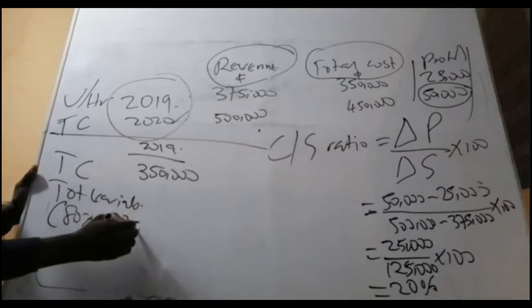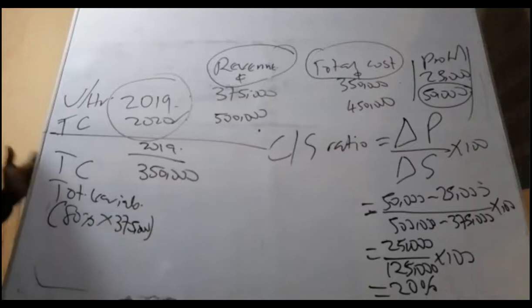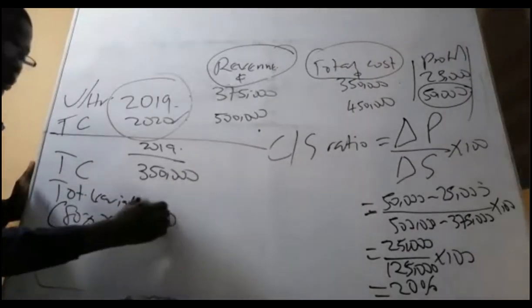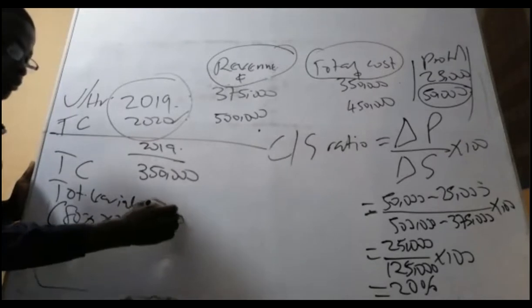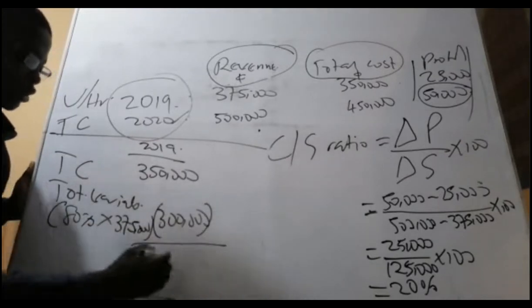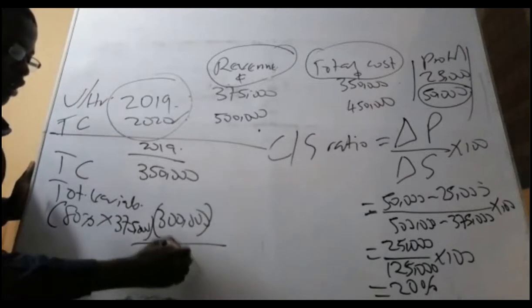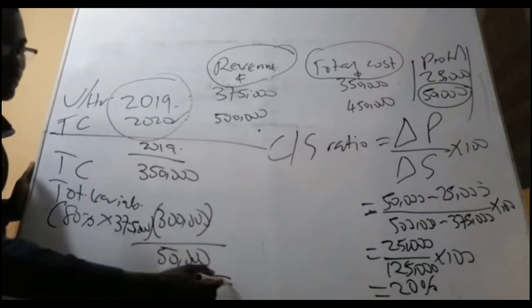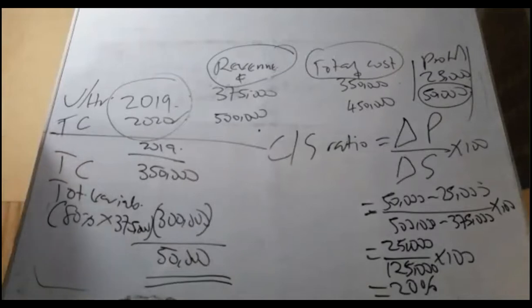375,000. So please, what do you get for the variable cost? 80% times 375 is what? 300,000. So the second answer is confirmed, right? From the statement that we provided. So therefore, the fixed cost is what? 50,000. These are the questions that we are interested in setting.